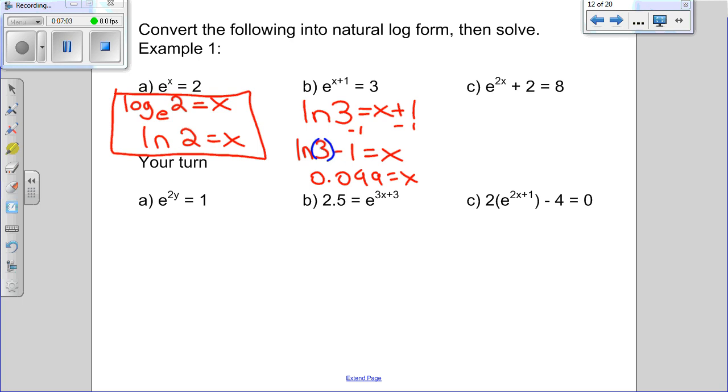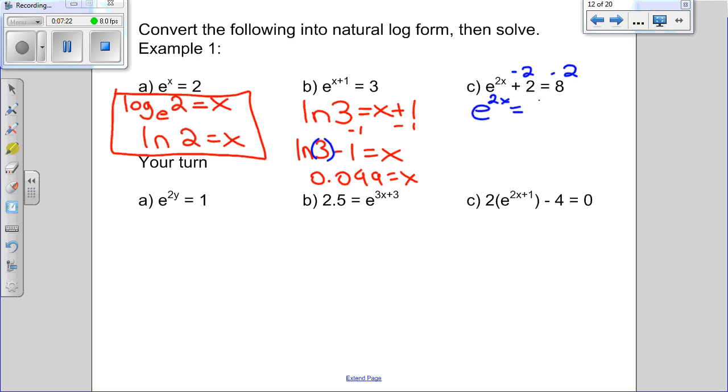Great. We look at C. We can do it again. We can't change that into log form right now. The reason we can't change it into log form is we don't have the exponential function by itself. So I need to subtract 2 from both sides. So I have e to the power 2x equals 6.